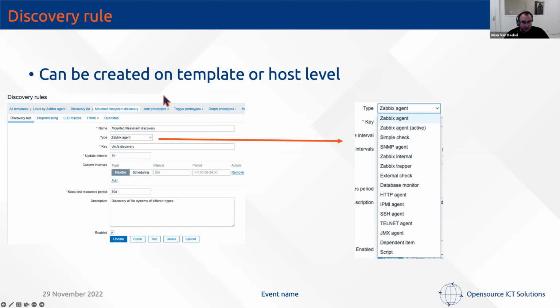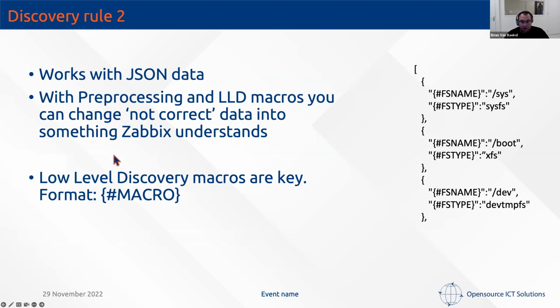Once this discovery rule is executed, hopefully you get something like this. This is a JSON formatted string that is brought back. And as you already see, there are macros to make things dynamic. In this case, we are discovering file systems, and we are discovering file system name /sys, type sysfs, and then the next file system and the next and the next and the next. These macros allow you to make things dynamic once again.